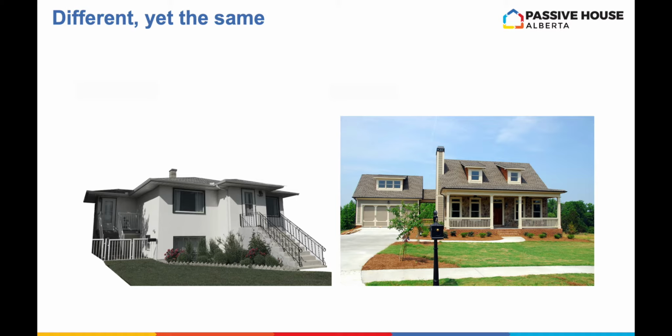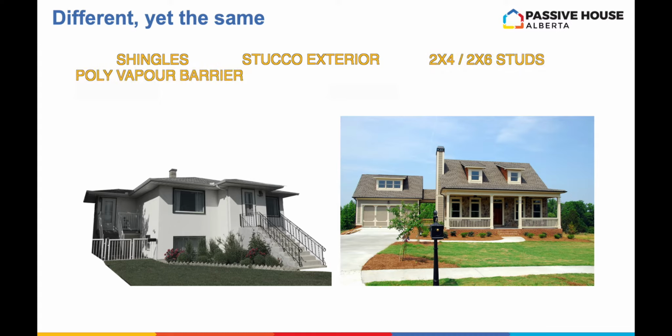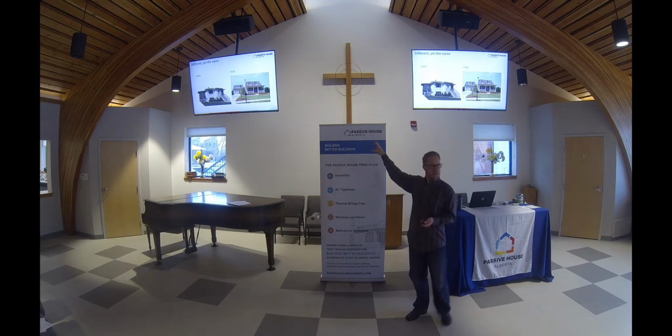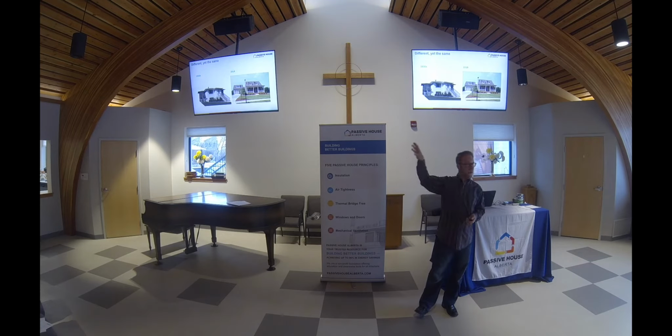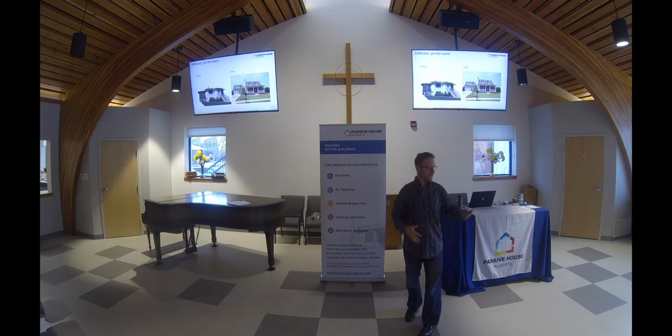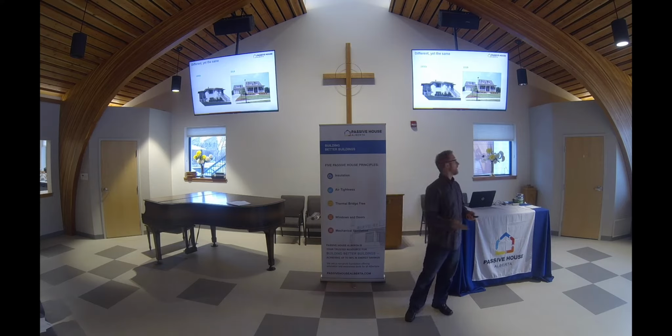What they have in common is they could both have asphalt shingles. They could both have a stucco exterior. They're both probably either 2x4 or 2x6 stud, probably a poly vapor barrier, somewhat different siding, maybe single or double pane windows, but architecturally they do look pretty similar. The difference is one's from 1950 and one's from 2019. There's 70 years in between those buildings, and we haven't really learned anything, but we're not doing anything different. So if we continue to build like we did way back then, we'll continue to get the performance of way back then.